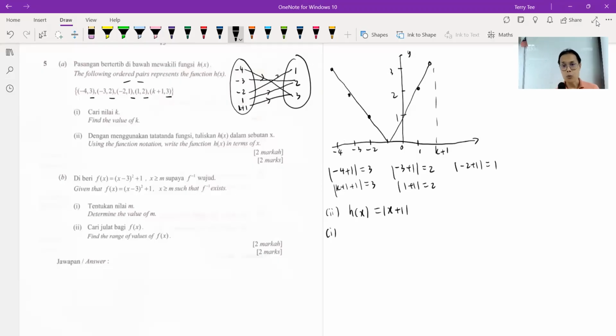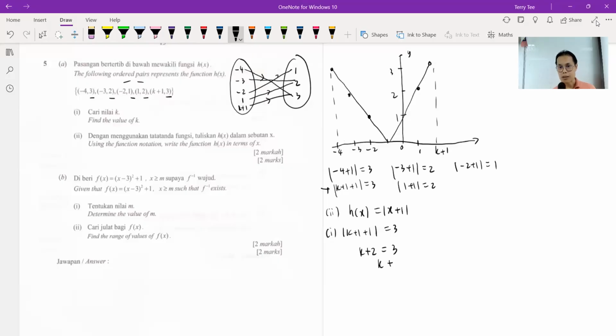How to find k? We know that the modulus of k plus 1, over here, must be 3. So you can say k plus 1. Some of you may want to open up the modulus with plus minus. Actually, you don't need to do that, so you can put k plus 1 plus 1, which is k plus 2. You don't have to put plus minus because the negative side, we already have it. It is at -4. So we take the positive side. So k plus 2 is actually 3, k is 1.